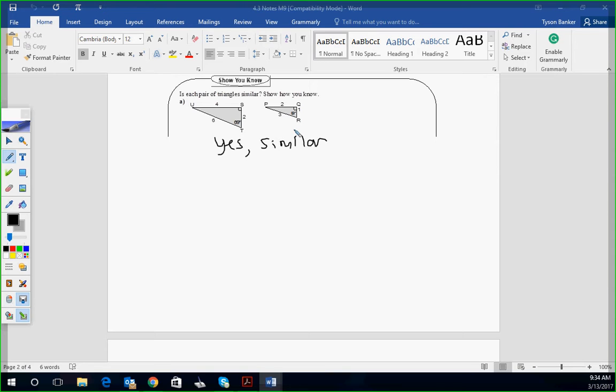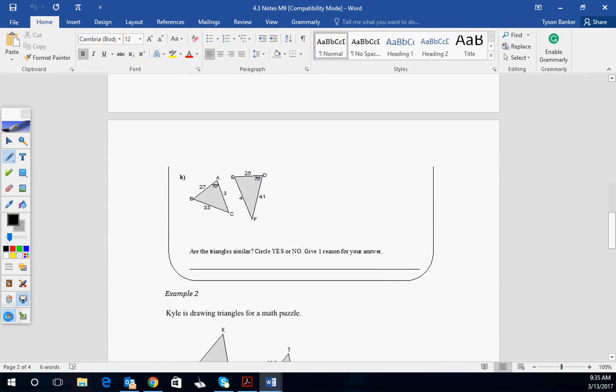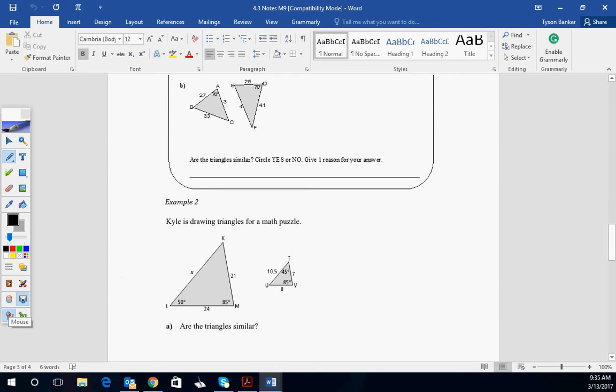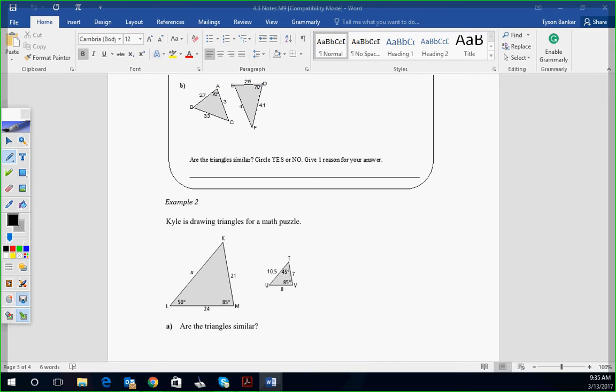All angles are equal. All sides are proportional. And it's the same shape. Okay, how about this one? Let's see here. Okay, so this is what I'm talking about. They got turned on a bit. So 70 and 70. We don't know these angles.